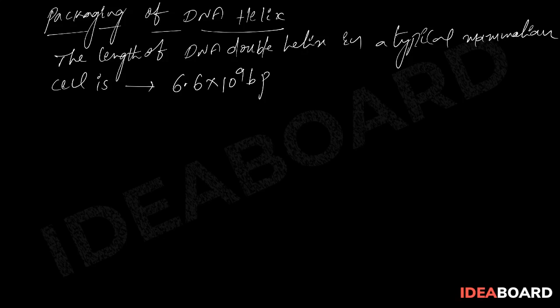This is the diploid DNA content, including in human beings, and the distance between two consecutive base pairs is 0.34 nanometers. If it is converted into meters, it is 0.34 × 10^-9 meters per base pair. It equals approximately 2.2 meters length of DNA that will be present in the nucleus.